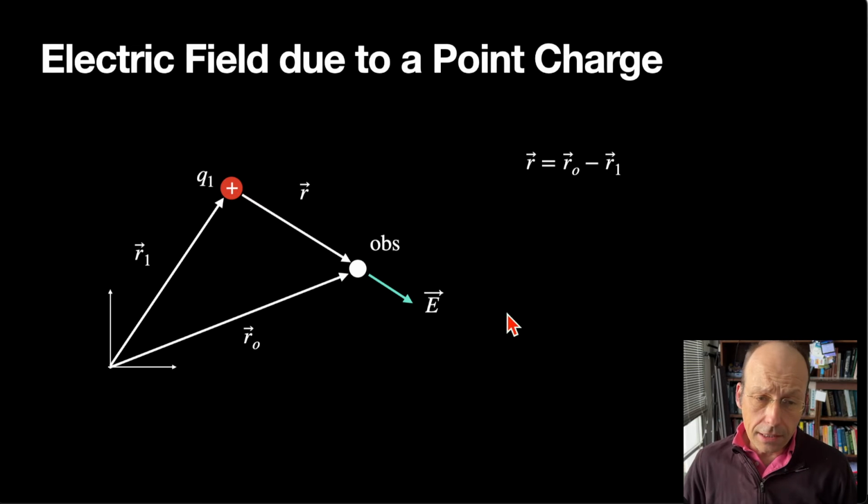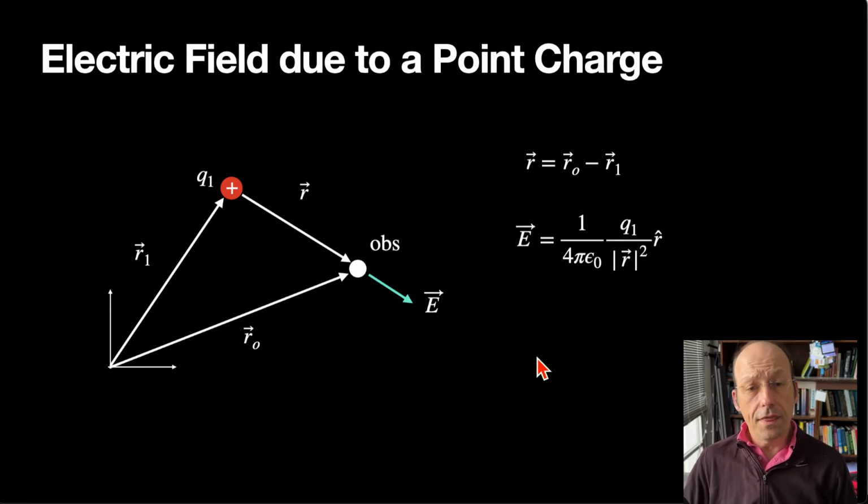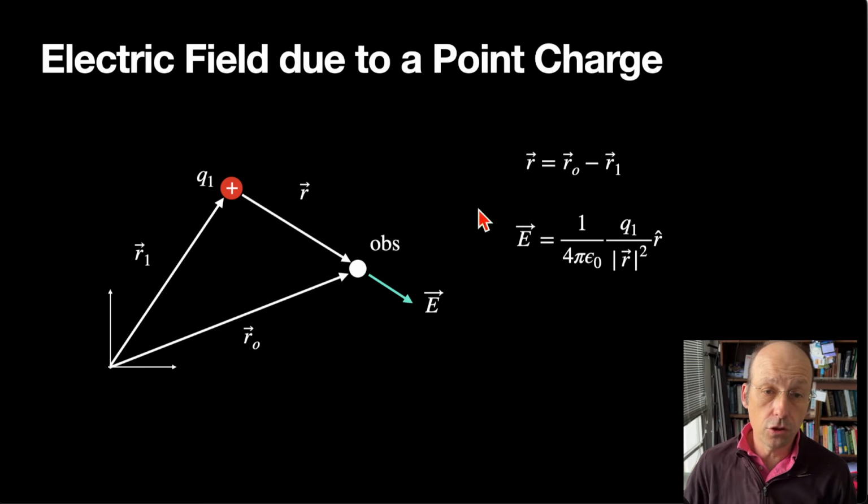Now I want to calculate the electric field. We can do that with the following equation. The electric field at this point is this constant, 1 over 4 pi epsilon naught, times the value of the charge Q1 divided by the magnitude of this distance. It's a vector, so I have to take the magnitude and then square it. Then I have to multiply by r hat.